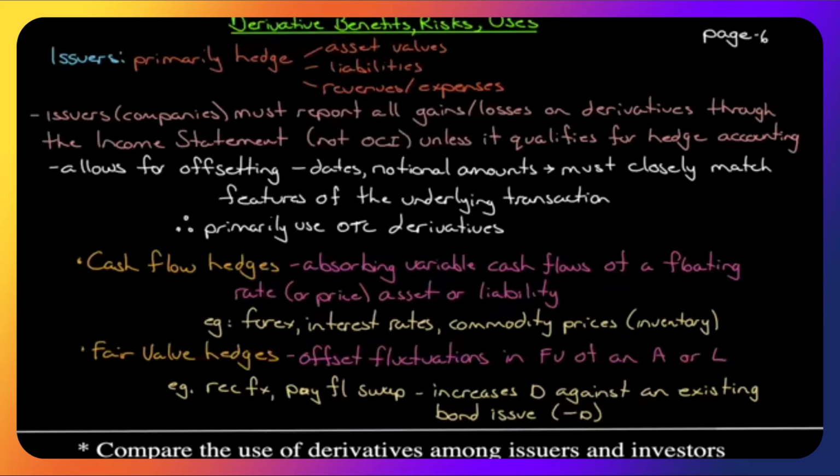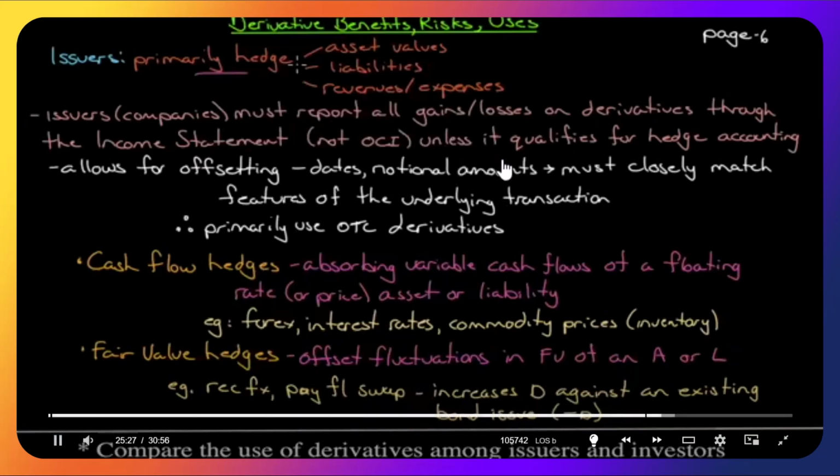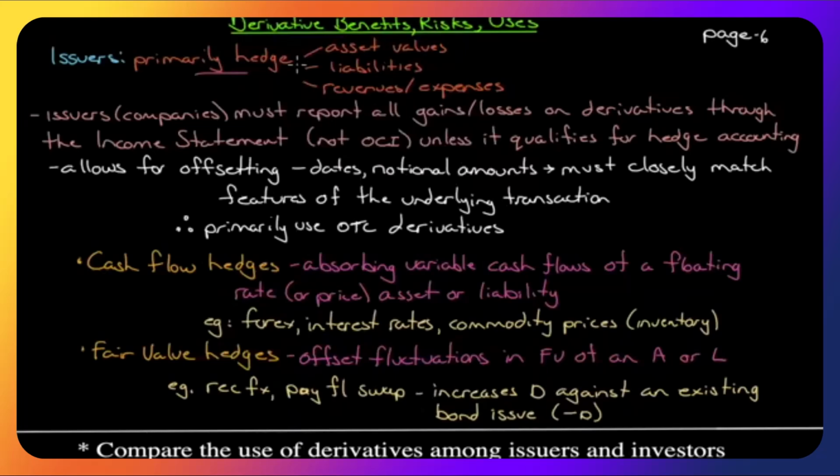And they will use derivatives primarily to hedge because they're not in the business of trading derivatives. They use them in the course of their business, in the course of operations, so they will use them for hedging. Hedging asset values, hedging liabilities, and hedging revenues and expenses. So let's go through each one of these.